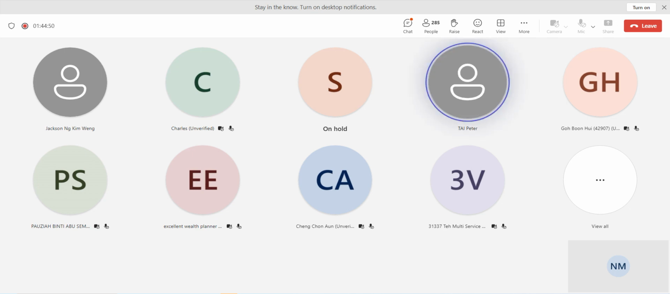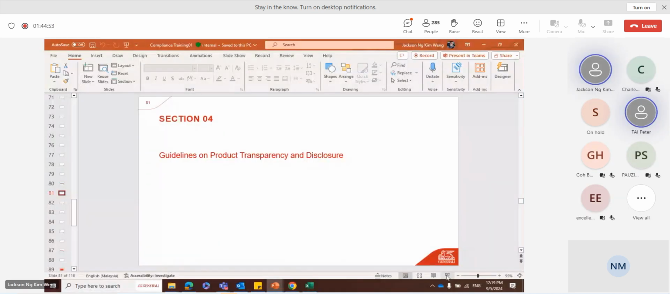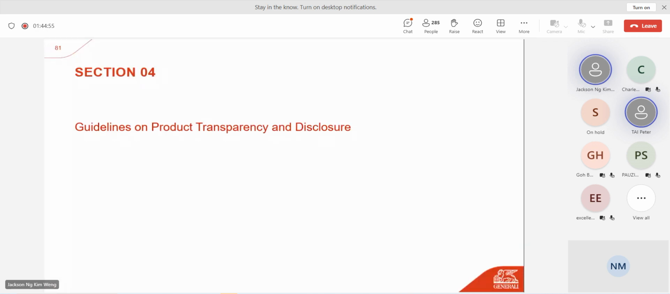Because I promised everybody we would try to finish by 1 o'clock. Okay, now slide number 81. Good. Guideline on product transparency and disclosure. Okay, come next.